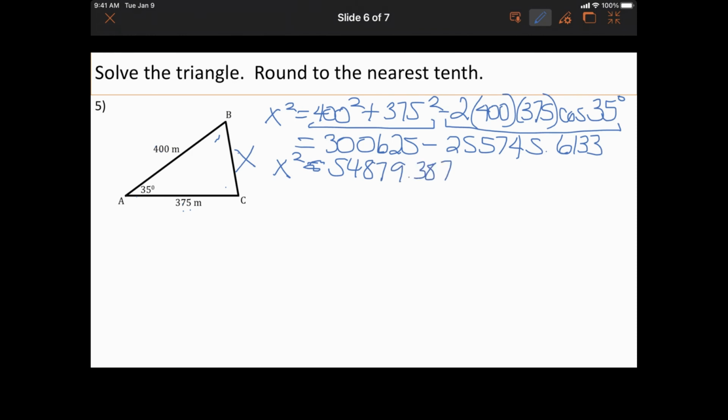I'm going to take the square root. Oops. I did it again. I forgot to put a number in my square root. All right, and I have x, which is BC, is approximately 234.3 meters.